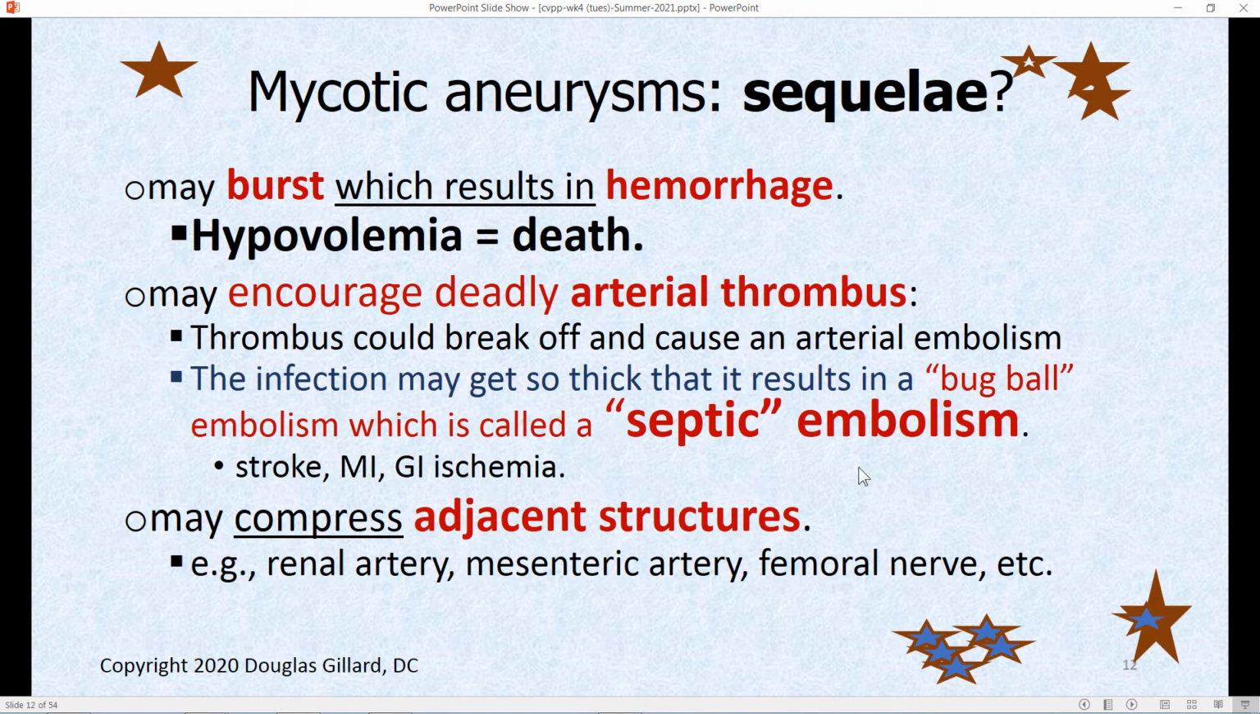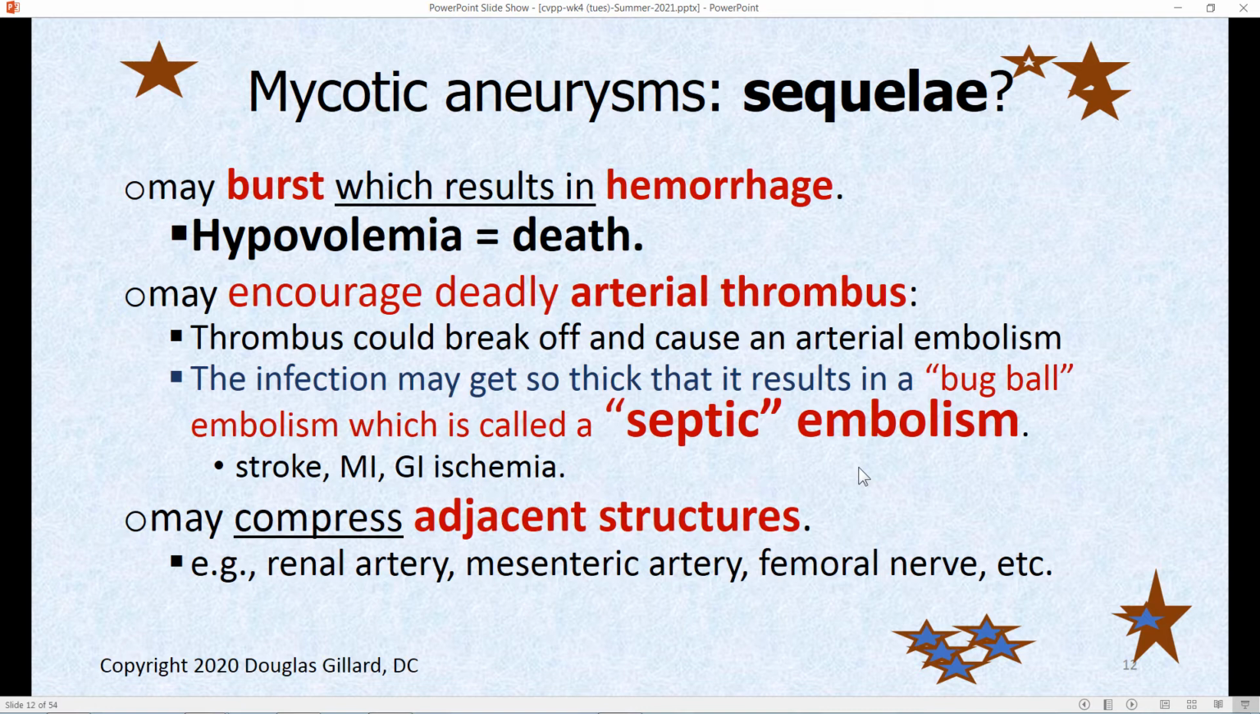What's the sequelae of a mycotic aneurysm? Well, just like any aneurysm, it's at risk for hemorrhaging. And so if the aneurysm pops, you're going to have high pressure blood squirting out of it, and you could go into hypovolemic shock and die from that. And then, just like any aneurysm, it encourages blood clot formation or arterial thrombus formation. And that thrombus can break loose and cause an embolism. Specifically, this type of situation is called a septic embolism. A septic embolism. That's an important word to make a note card of.